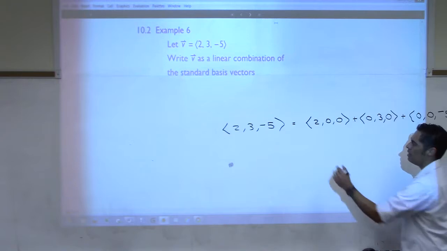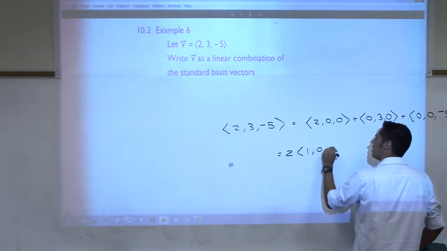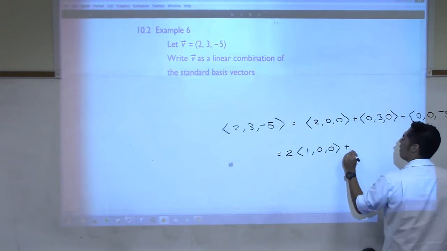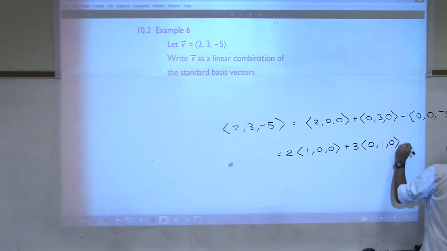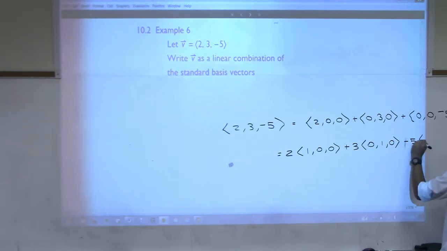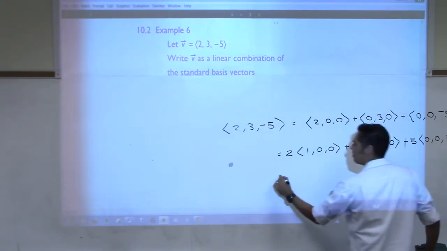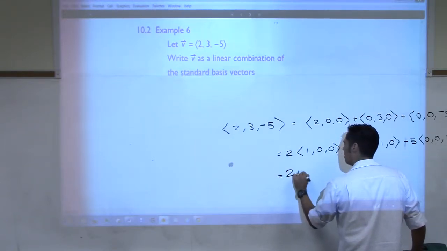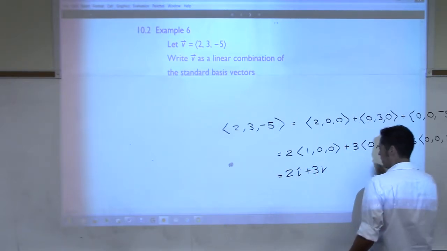Yes. Okay, and then do you agree that if I pull out a 2 out of that first vector, scalar multiplication, I pull out a 3 out of the second vector? Yep, and if I pull out a negative 5 out of this last one, right? That's true? And then this is i hat, j hat, k hat. So this is 2 i hat plus 3 j hat.